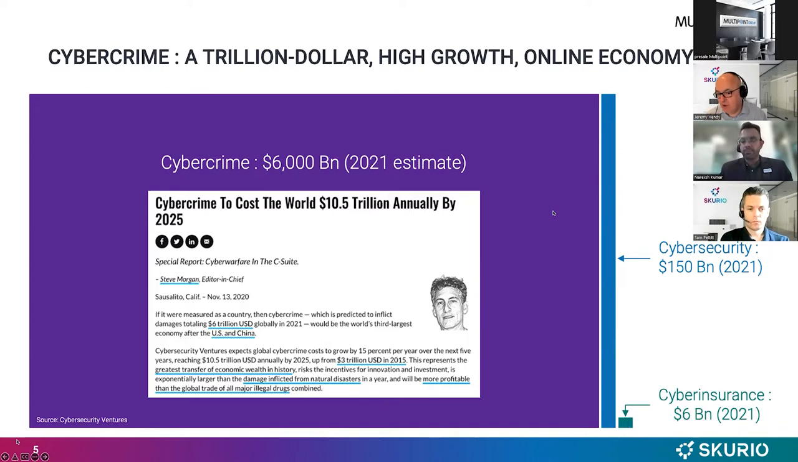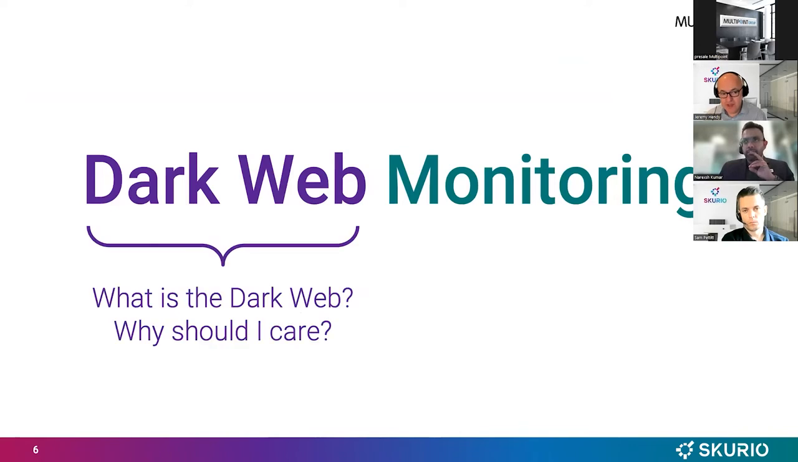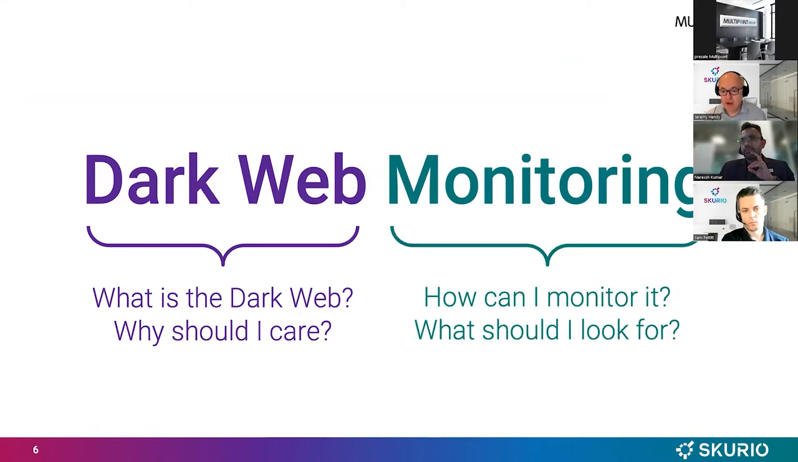And if you look at how much we spend on cyber insurance, because obviously a lot of us have got cyber insurance, we hope that will protect us when something happens, that's 0.1% of what the cyber criminals are causing is covered by insurance. So, you know, it's quite scary to think about the size of the problem. And so we're going to talk in this webinar today to understand what is the dark web, what's on it, why should I care about it, and then how do I go about monitoring it, and most importantly, what kind of things can I be looking for.